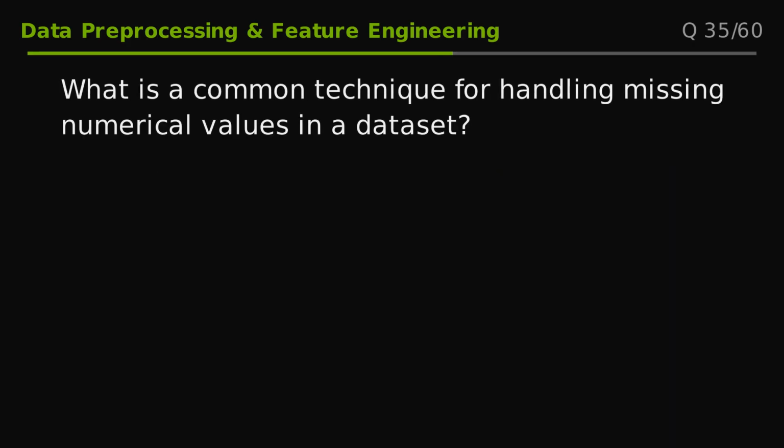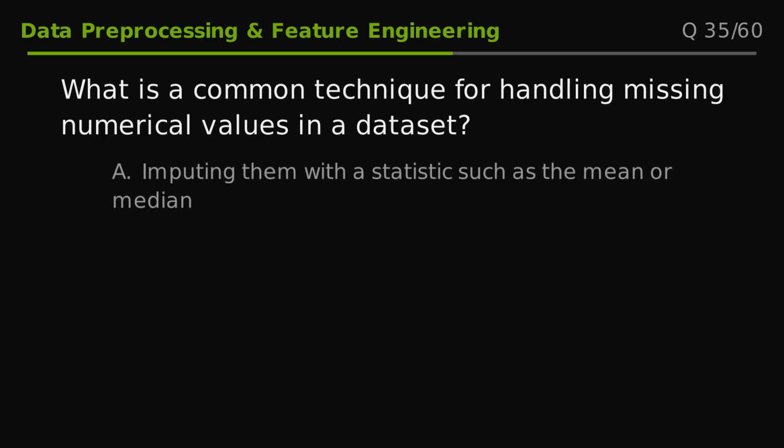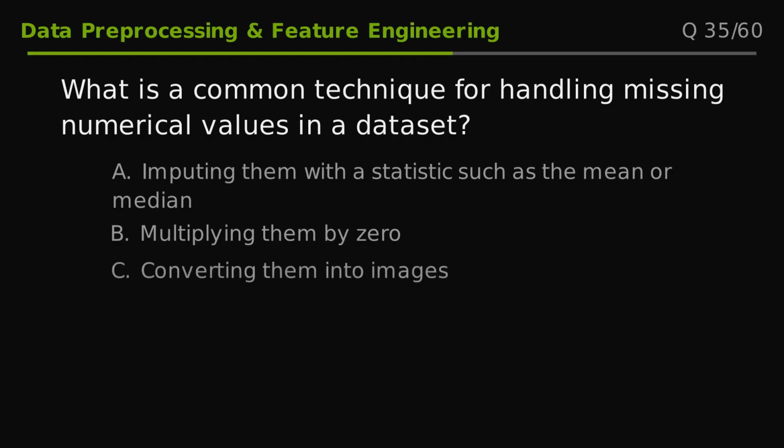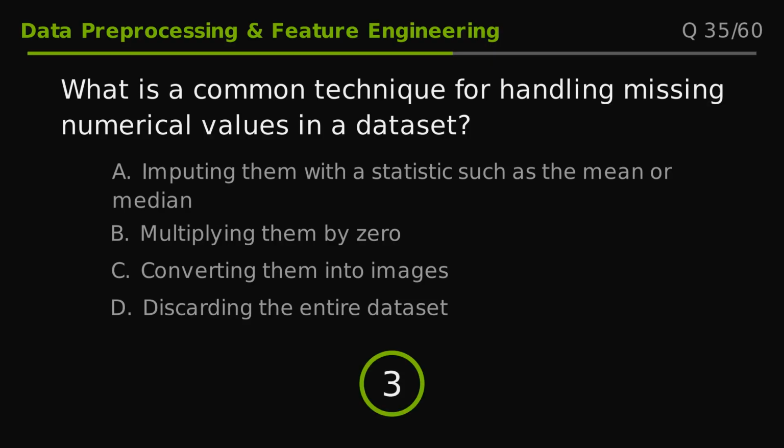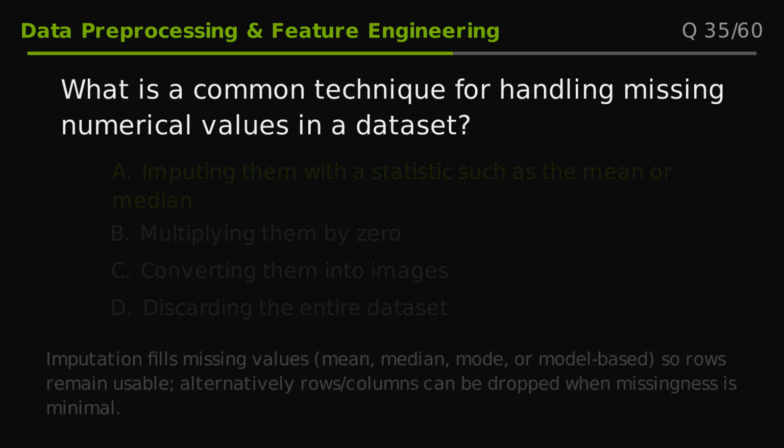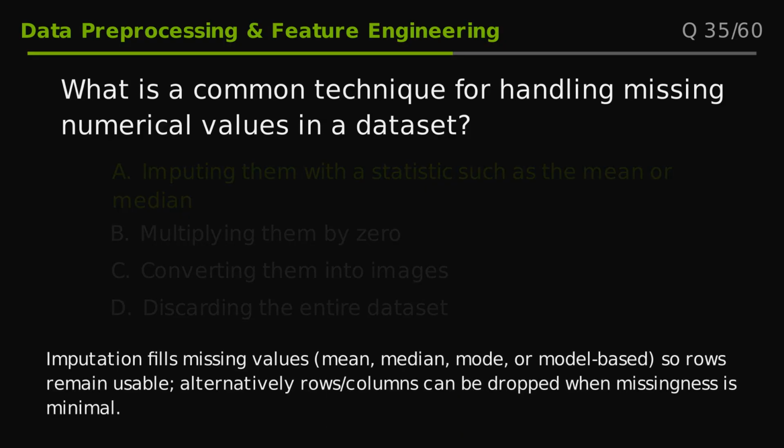Question 35. What is a common technique for handling missing numerical values in a dataset? Option A. Imputing them with a statistic such as the mean or median. Option B. Multiplying them by 0. Option C. Converting them into images. Option D. Discarding the entire dataset. The correct answer is A. Imputation fills missing values, mean, median, mode, or model based, so rows remain usable. Alternatively, rows or columns can be dropped when missingness is minimal.